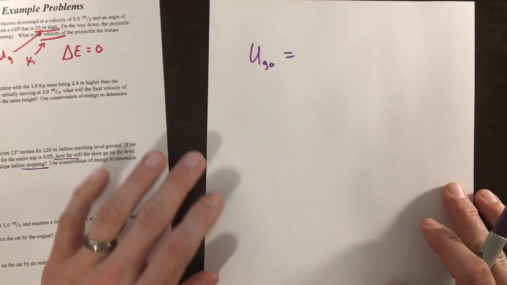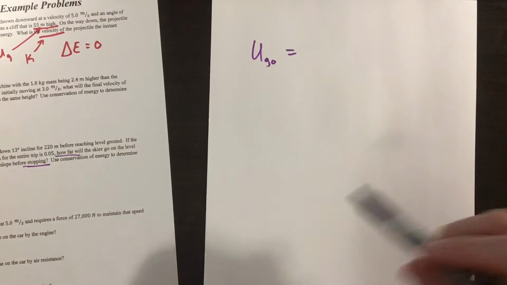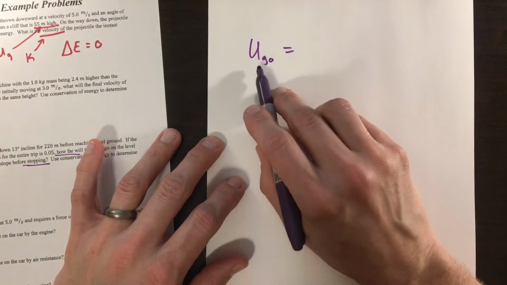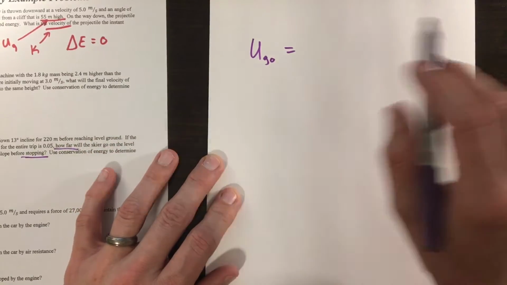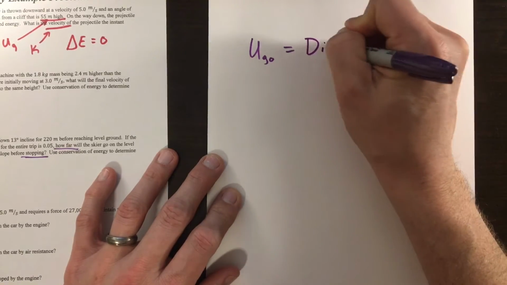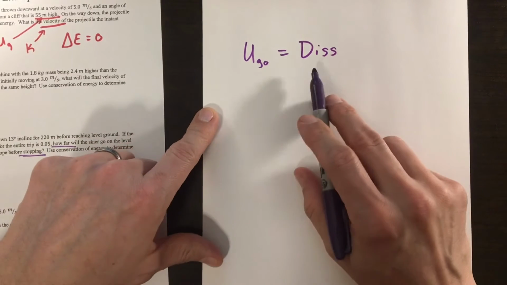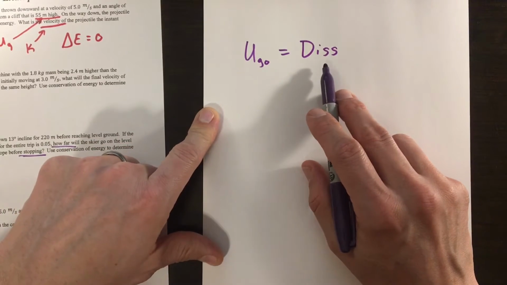What's interesting about this problem is even though we have a speeding up and a slowing down, the initial kinetic energy is going to be 0 and the final kinetic energy is going to be 0. So we don't need to include anything except for the change in gravitational potential energies, all going to be dissipated by friction when we get to the very end.